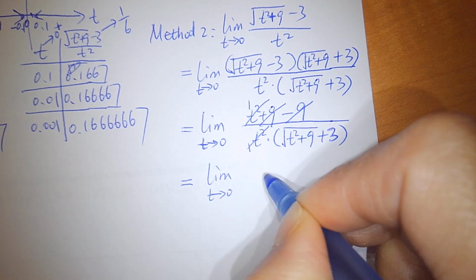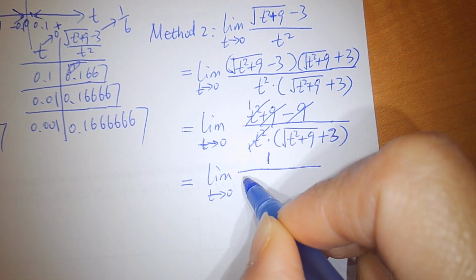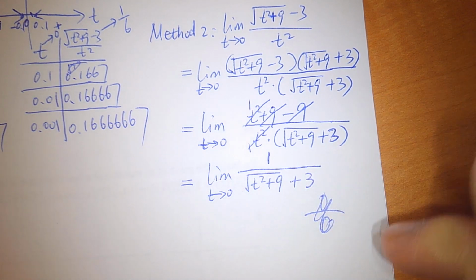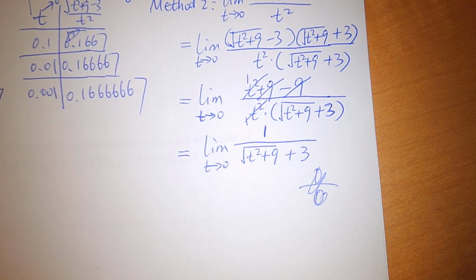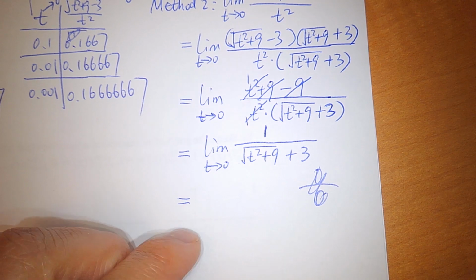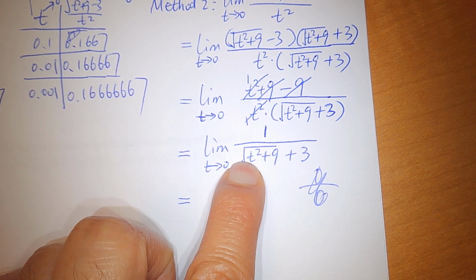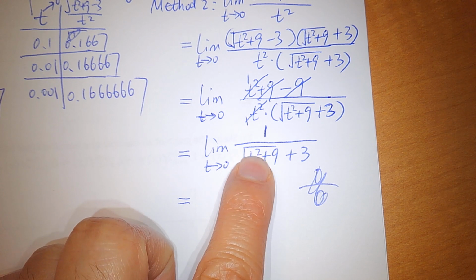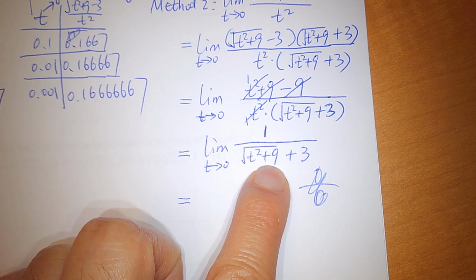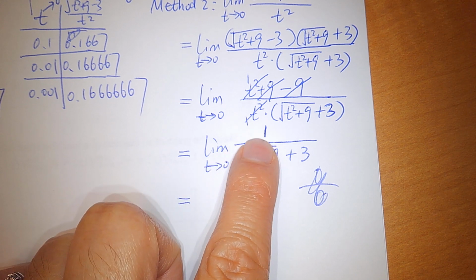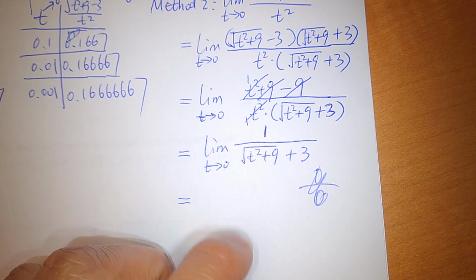As t goes to 0, on the top we have 1. On the bottom we have a square root of t squared plus 9 plus 3. So let's see, guys, what can we have? When t approaches 0, t squared approaches 0, plus 9, square root of 9 is 3, right? 3 plus 3 is what? 6.